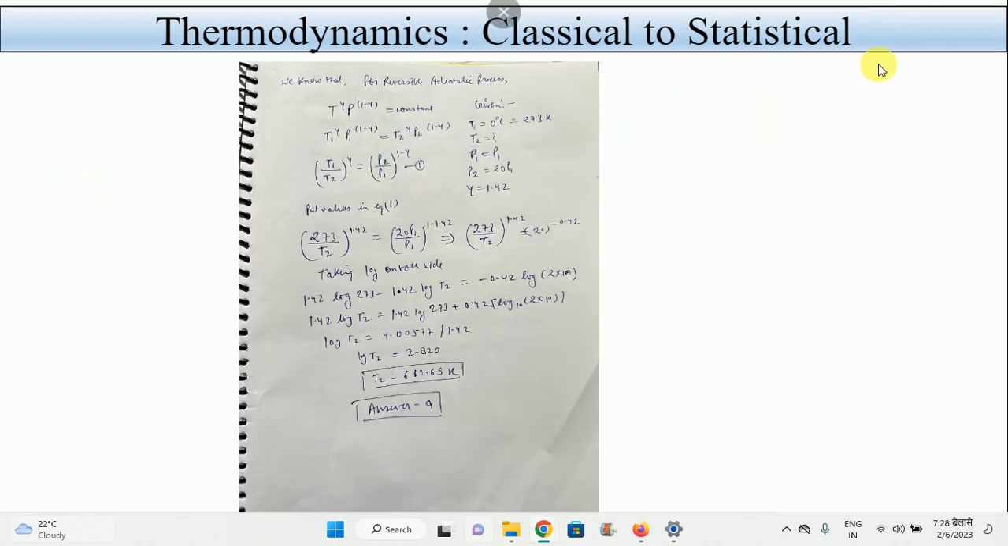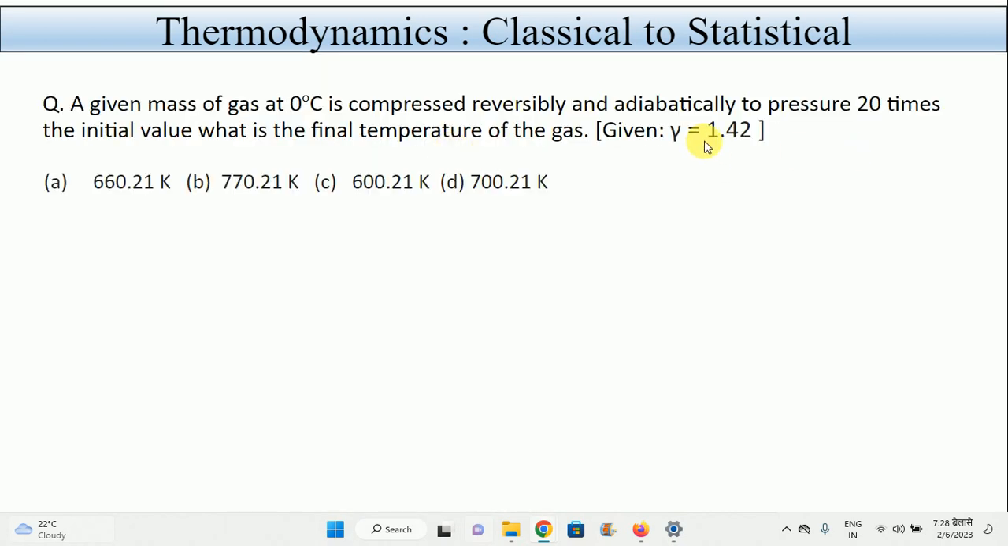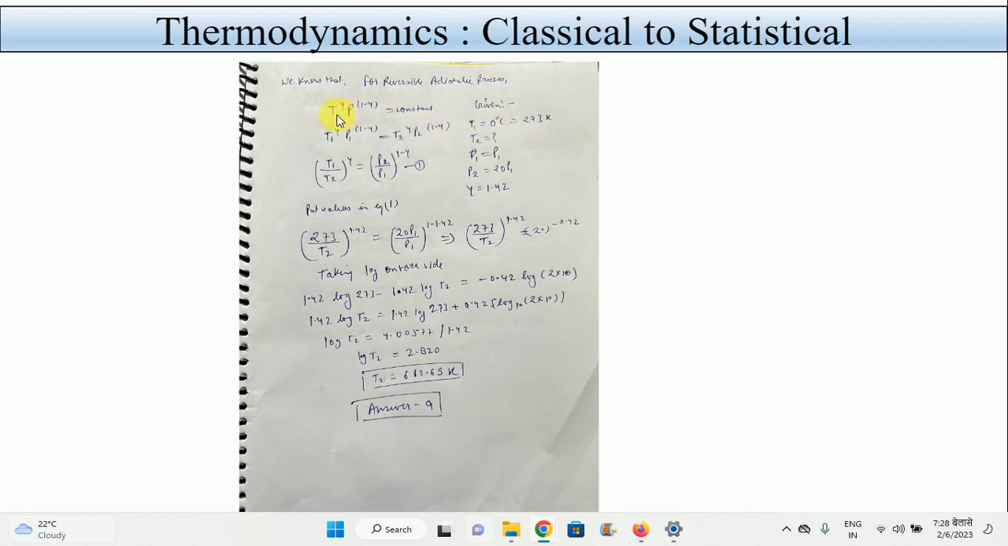As we know, the famous equation is PV to the power gamma equals constant. By solving that equation, we can get T to the power gamma into P to the power 1 minus gamma equals constant. Since gamma is given as 1.42, we need to solve this only. While it is constant, we can equate the initial and final conditions. So T1 to the power gamma, P1 to the power 1 minus gamma is equal to T to the power gamma, P to the power 1 minus gamma.